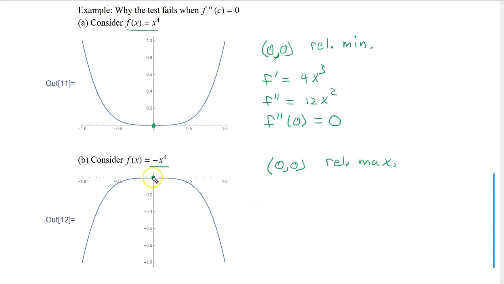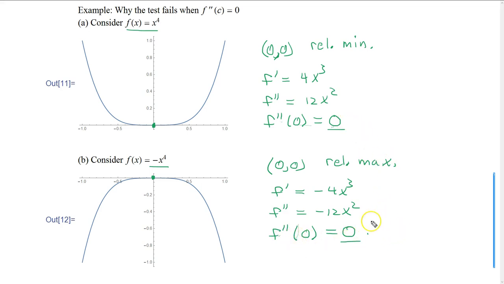And if we try to apply the second derivative test here, notice what we get. Our first derivative is negative 4x cubed. Second derivative. And so if we take the second derivative at 0, notice we get back 0. So you see, this is why the test fails. Here is an example where we have a relative minimum at x equaling 0, and our second derivative came out to be 0. Here we have another function where we have a relative maximum when x is equal to 0, and our second derivative also came out to be 0.